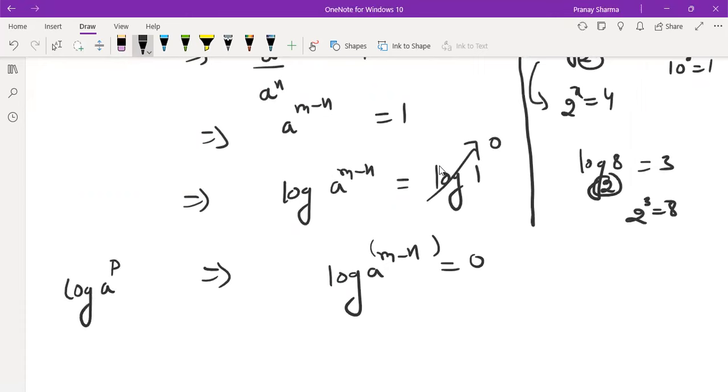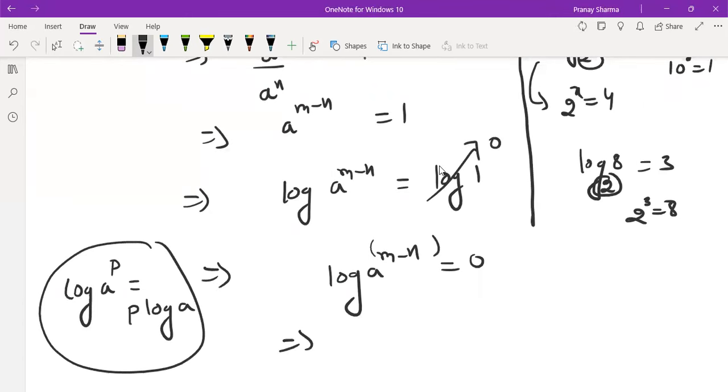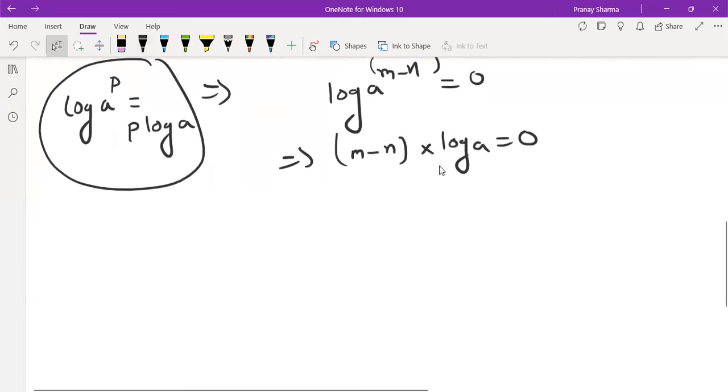Now we have log a to the power p. This can be written like this: p log a. You can have b also, right? So using this rule, I am representing this situation. It is m minus n into logarithm of a equals 0. Now see, this is an equation, people, right? m minus n into logarithm of a equals 0. In order to have this equation as 0, either I can have m minus n as 0 or log a as 0. If any one of them comes out to be 0, then the equation will become 0, right?